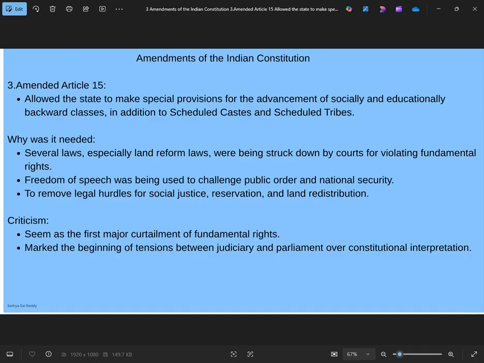Why was it needed? Several laws, especially land reform laws, were being struck down by courts for violating fundamental rights. Freedom of speech was being used to challenge public order and national security. To remove legal hurdles for social justice, reservation and land redistribution. Criticism: seen as the first major curtailment of fundamental rights, marked the beginning of the tensions between judiciary and parliament over constitutional interpretation.